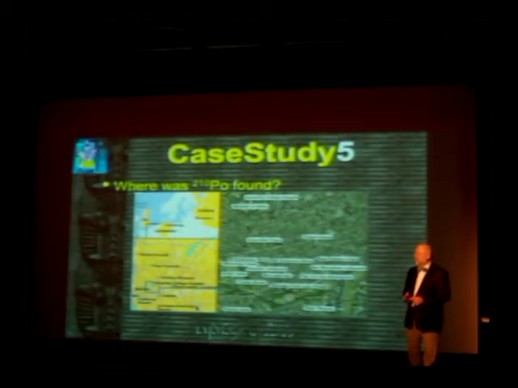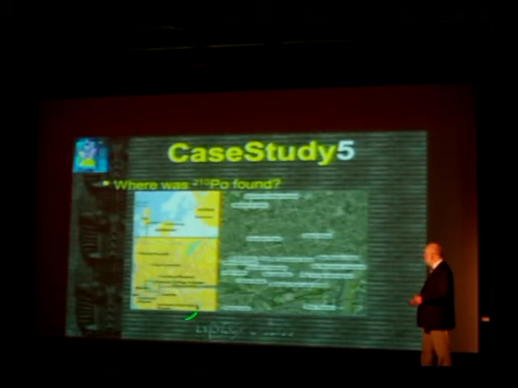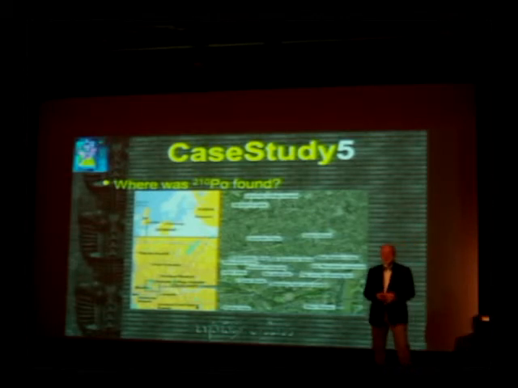Here's some more. Where was plutonium found? Well, there's London. It was found in Hamburg. It was found in Moscow. It was found around London. It was actually found in a football stadium. It was found on aeroplanes.